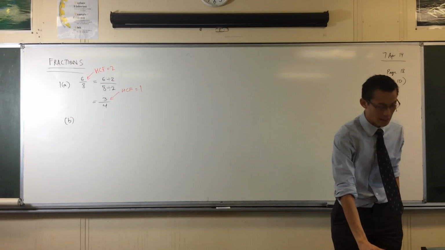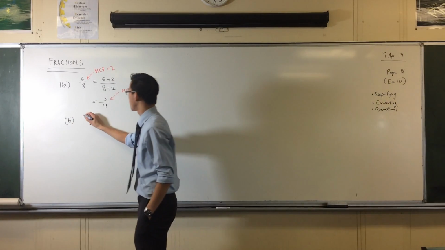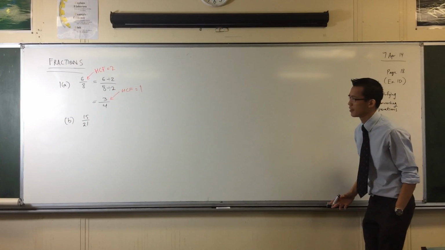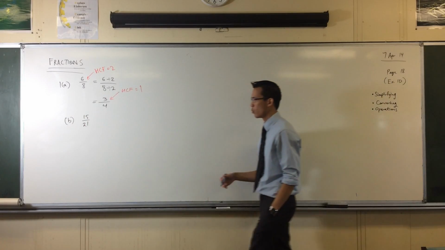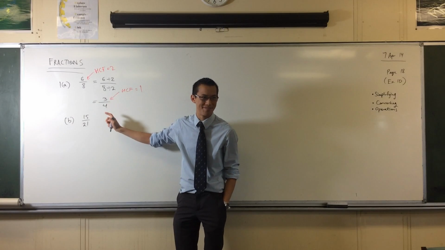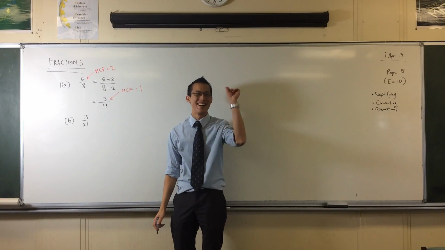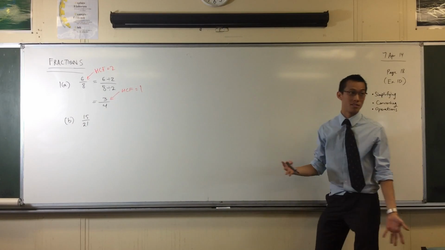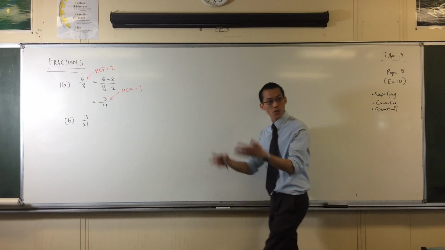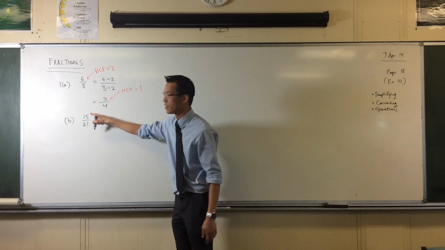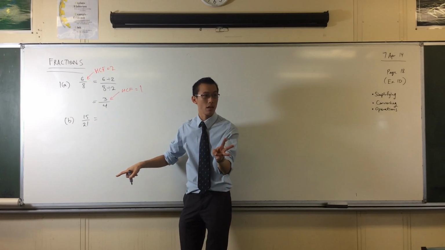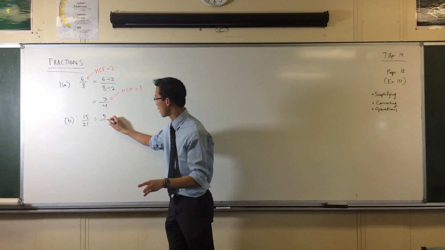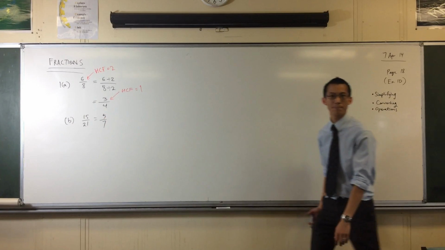Let's have a look at B and let's do that. 15/21. Now, don't shout out just yet. Look at it first. Let other people have a think. What's the highest common factor between... You lasted like half a second. Between 15 and 21, the highest common factor is 3. Right? Now, you've got that in your head, so you want to divide top and bottom by 3. Divide this one by 3, you get 5. Divide the bottom by 3, you get 7. There you go. Okay?